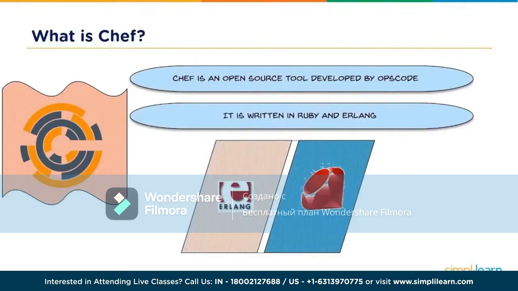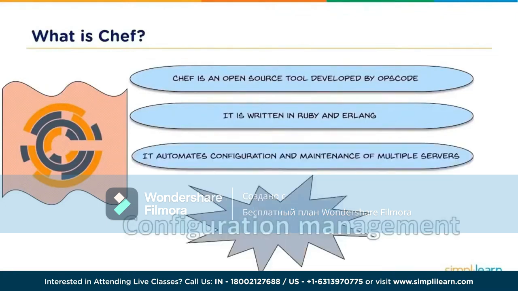So this is why: Ruby and Erlang are both used to build Chef, but when it comes to actually writing the code in Chef, it's just Ruby. And these are the codes that are deployed onto your multiple servers and do the automatic configuration and maintenance. And this is why Chef is a configuration management tool.